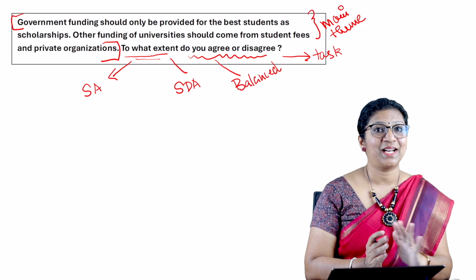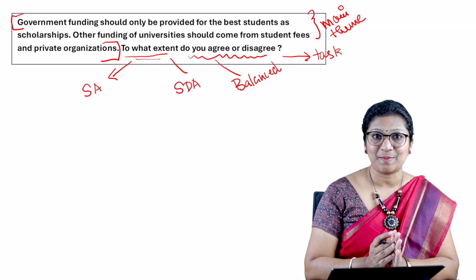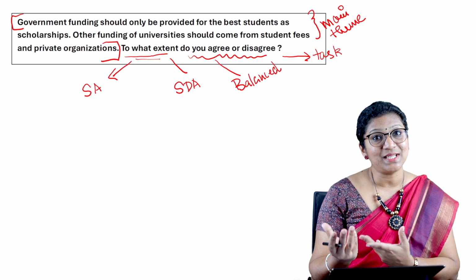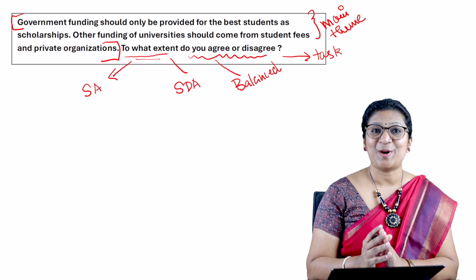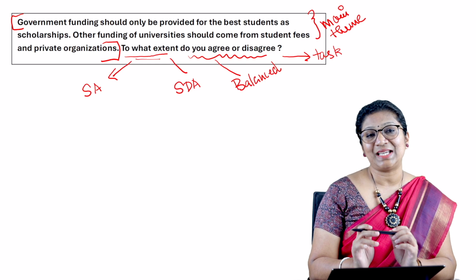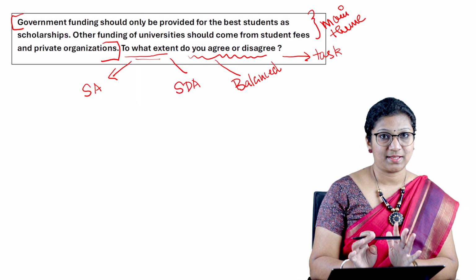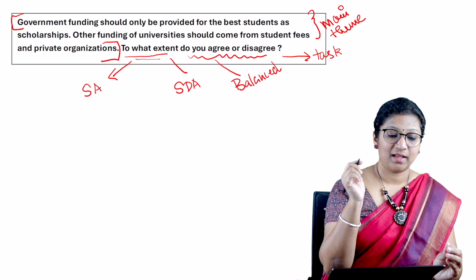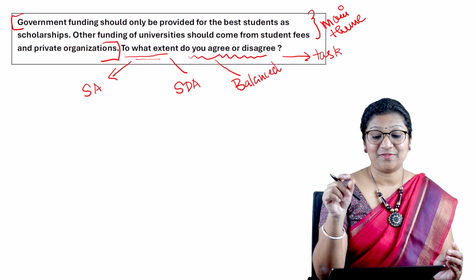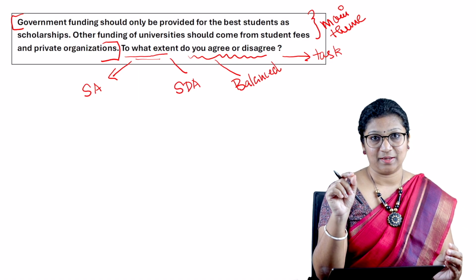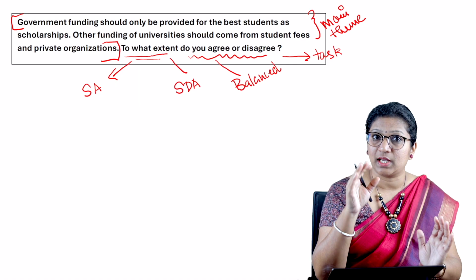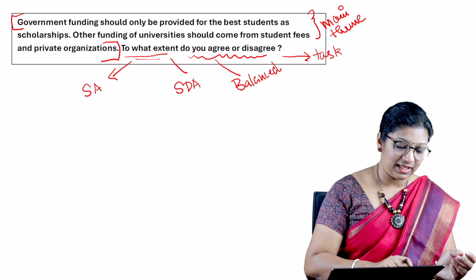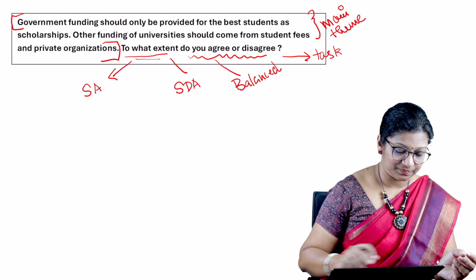So your body paragraphs will completely deal with the agreement aspect. If you fully disagree with the idea, you're only going to say why you disagree, which again means that your body paragraphs will talk about all the disagreement points. Now let's understand how to structure it. We need to, of course, identify the topic here. What is the focus? Now there are a lot of things given here, but it is important to identify the main focus.